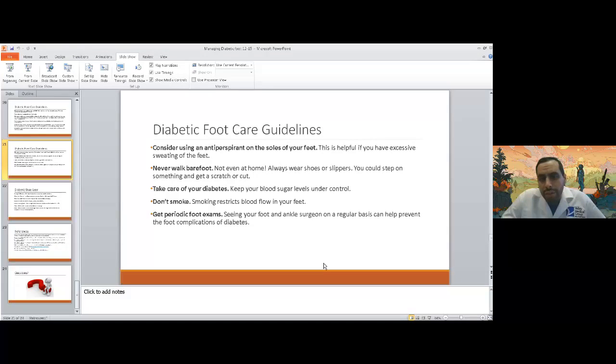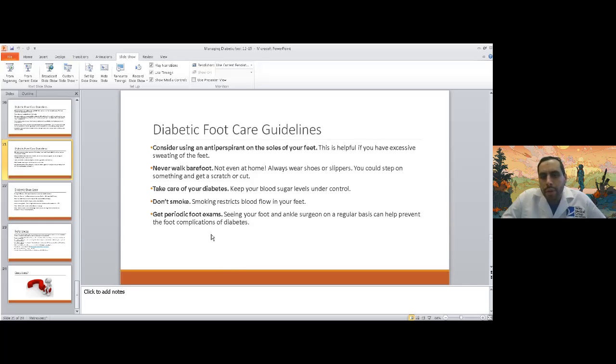Make sure you take care of your diabetes, follow up with your endocrinologist, your podiatrist, your primary care doctor. There's a lot of network out there that can help you get the sugars under control and help you have a healthy lifestyle. Don't smoke. Smoking affects the circulation in your feet, and having diabetes in general affects that. So you're only increasing your risks for other problems down the road.